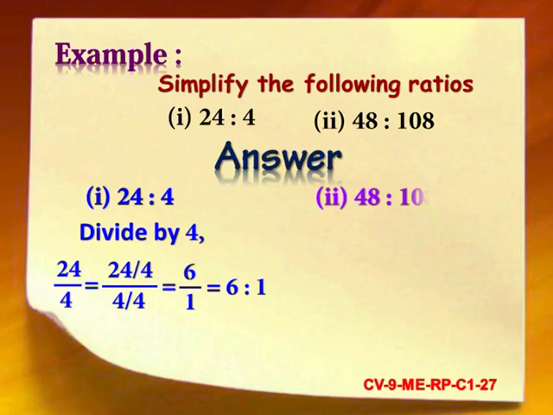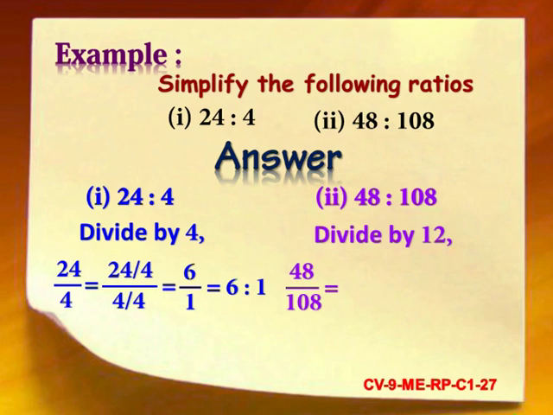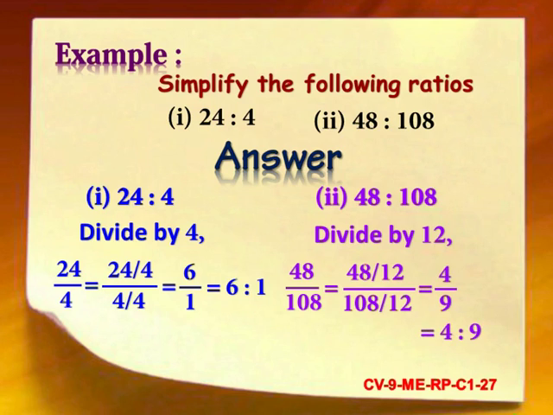For the second question, 48 is to 108. Observe that 12 is the HCF of 48 and 108. Dividing by 12, we get 48 by 108 is equal to 48 by 12 whole by 108 by 12, or 4 by 9, or 4 is to 9.